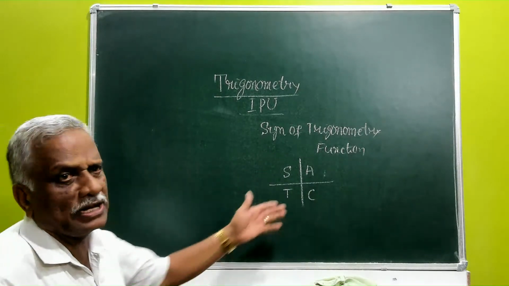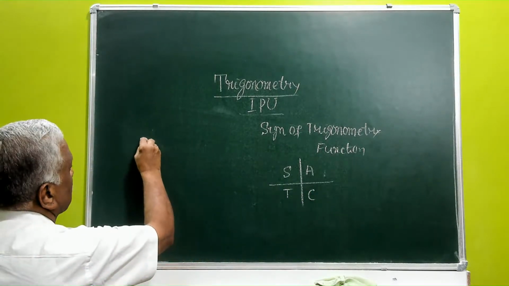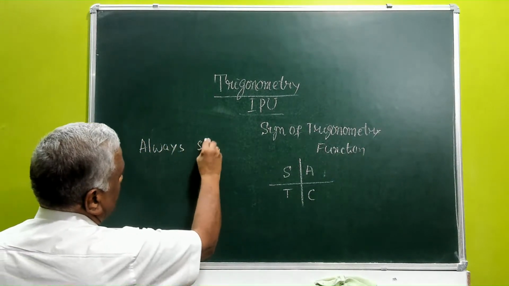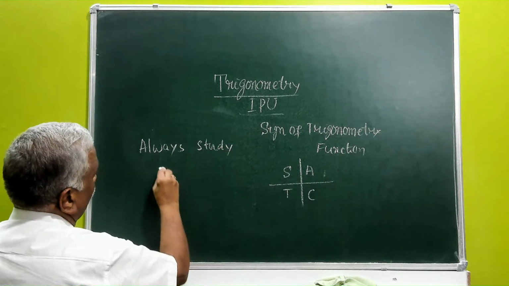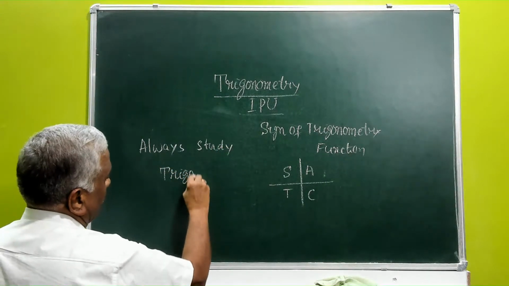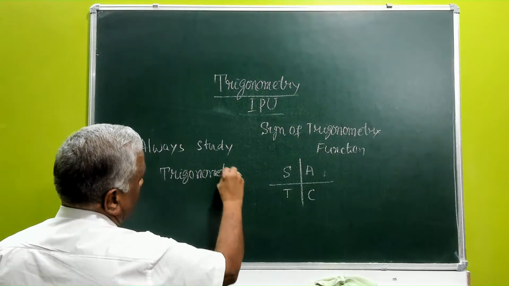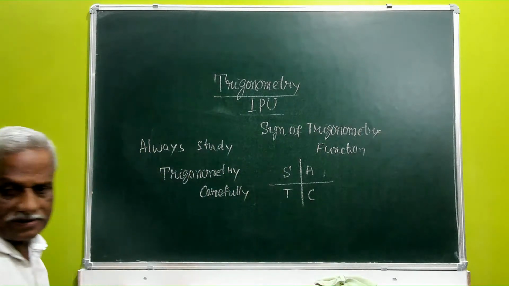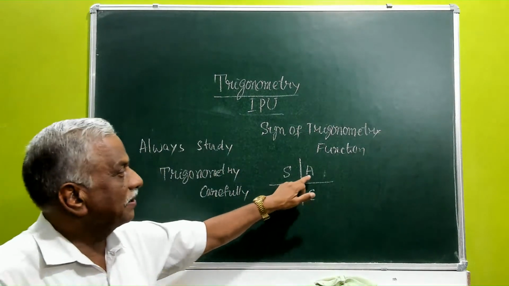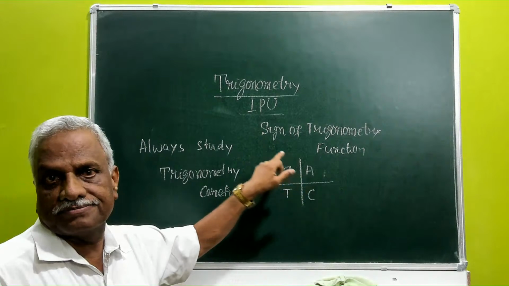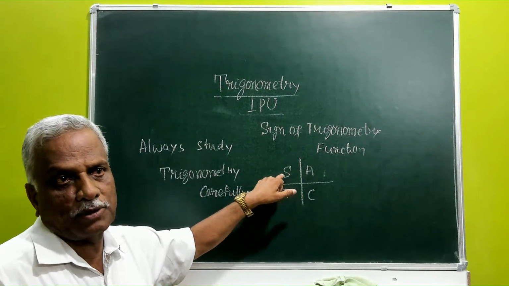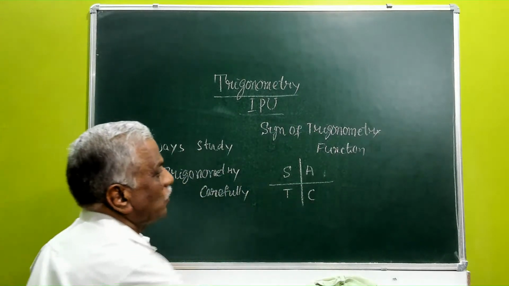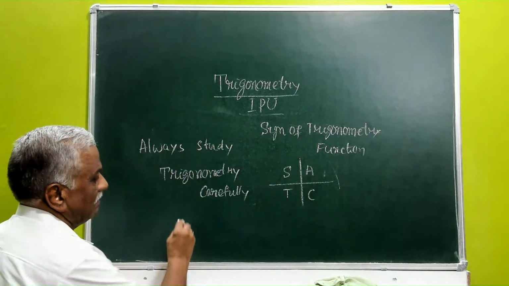How to remember them? There are many quotations, but I would always like a quotation: Always study trigonometry carefully. So all trigonometric functions are positive in first quadrant, and only sine and cosecant are positive in second quadrant, tan and cot in third quadrant, and cos and secant in fourth quadrant. We require this concept when we go for allied angles.